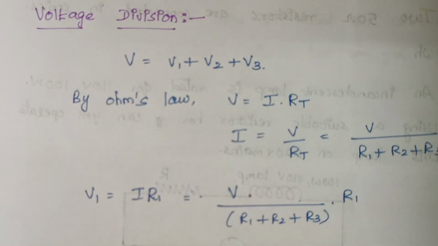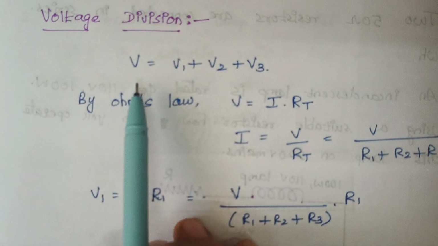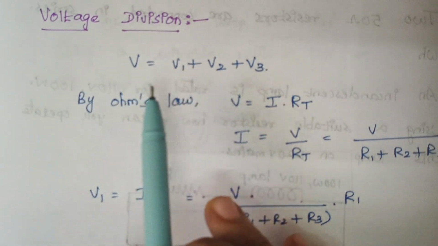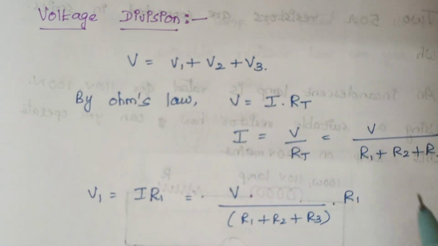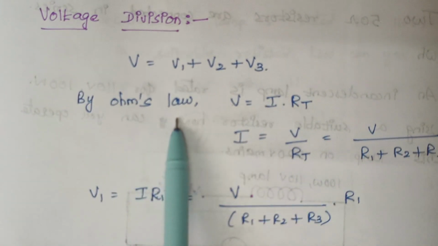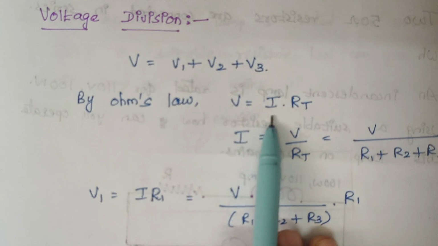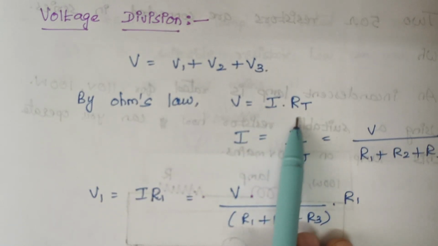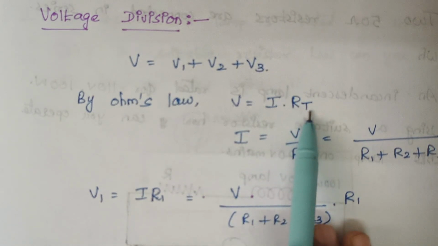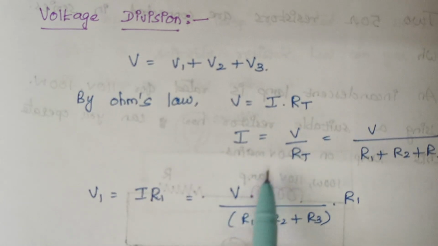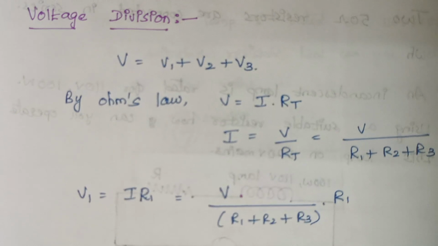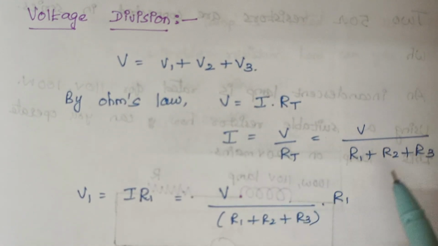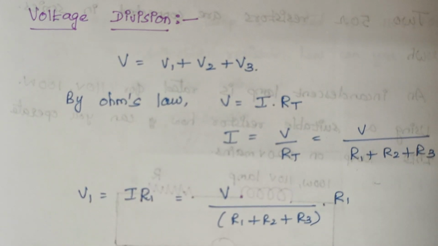Now we are going to discuss voltage division in series circuits. The supply voltage is equal to the voltage drops across the resistances, so V1 plus V2 plus V3. By Ohm's law, V is nothing but I into RT, where RT is the total resistance. So I is equal to V by RT, and here RT is nothing but the summation of the resistors, R1 plus R2 plus R3.